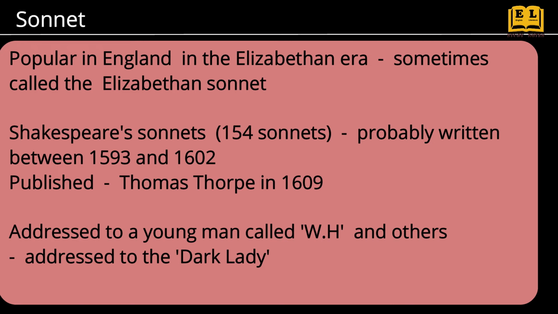Most of Shakespeare's sonnets were probably written between 1593 and 1602. They were published by Thomas Thorpe in 1609. Most of his sonnets are addressed to a young man called W.H. and others are addressed to the dark lady. The identity of the 2 persons has not been satisfactorily proved.